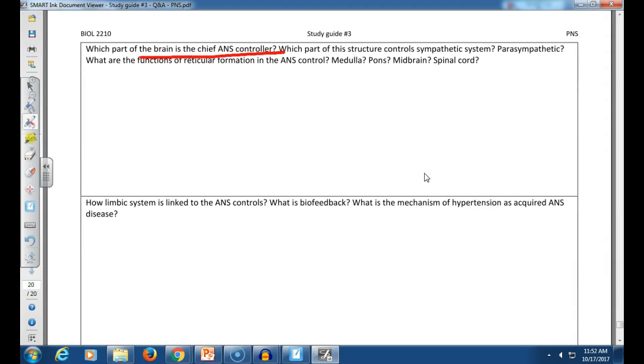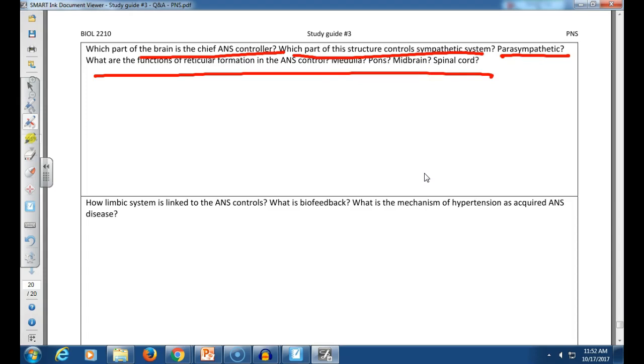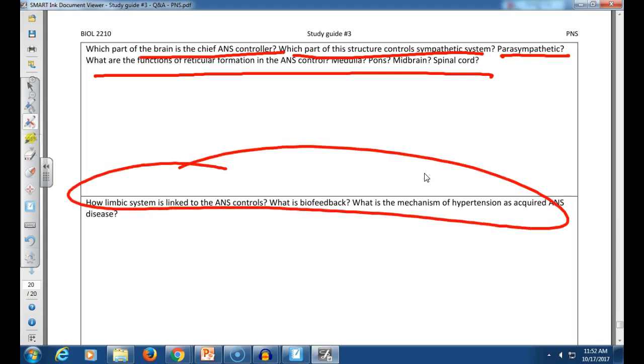Hypothalamus, posterior, anterior. General function like medulla, a lot of visceral functions, pons, respiration, midbrain, upper structures like structures in the eyes, dilators, sphincters. Limbic system, physiological response to emotion. That's your answer. Okay?